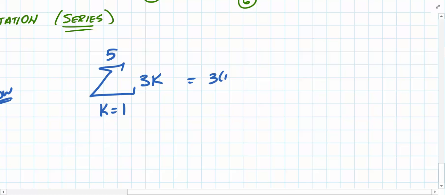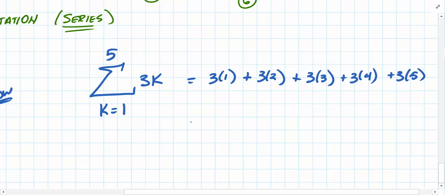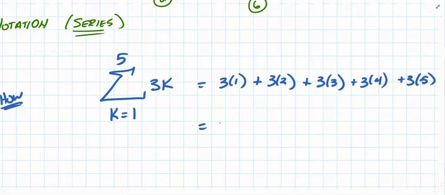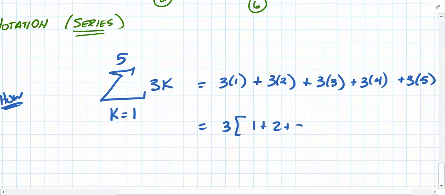3 times a 1 plus, since I'm adding stuff up, 3 times a 2 plus, since I'm adding stuff up, 3 times a 3. Hey, when do I stop, you guys? Once I get to 5. It's a good thing it told me where to stop, right? Plus 3 times a 4 plus 3 times a 5. So from your factoring powers, you realize that that's just 3 times the quantity 1 plus 2 plus 3 plus 4 plus 5.